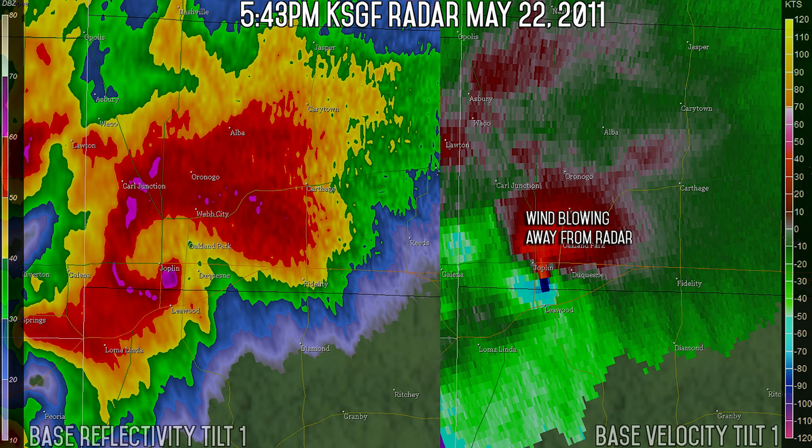Velocity products show wind speed and direction. This couplet, captured during the Joplin tornado, shows classic strong rotation. When the values in this couplet are added, the number obtained is the relative wind speed.